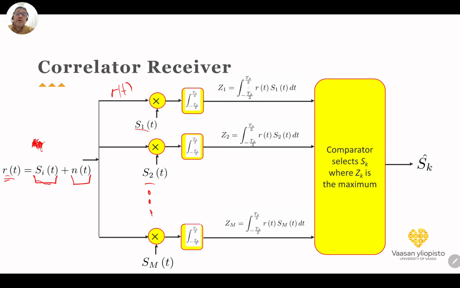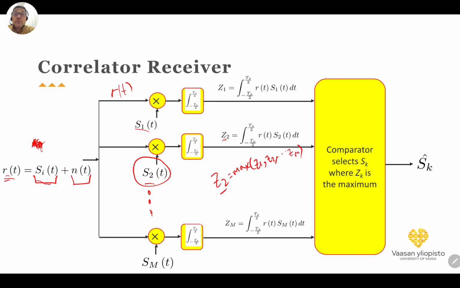This is multiplication and averaging. Then for these signals, you have Z1, Z2 up to Zm. The maximum Z out of those will most likely, not necessarily, but most likely, be the transmitted one. For example, if Z2 was the maximum of Z1, Z2 until Zm, this means that most likely Si is S2. The transmitted symbol was symbol 2. So this is called the maximum likelihood receiver or correlator receiver.